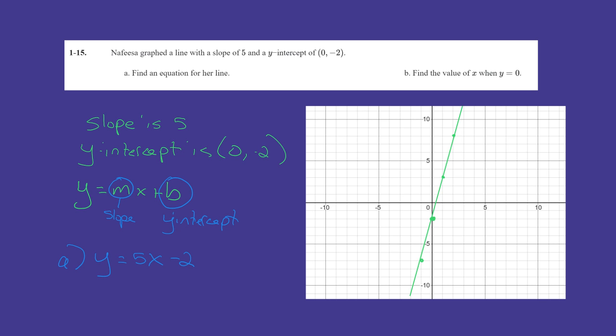Now, the other thing that they ask you to do here is to find the value of x when y equals 0. The easiest way to do that is to set the equation to 0. Then add 2 and divide by 5.